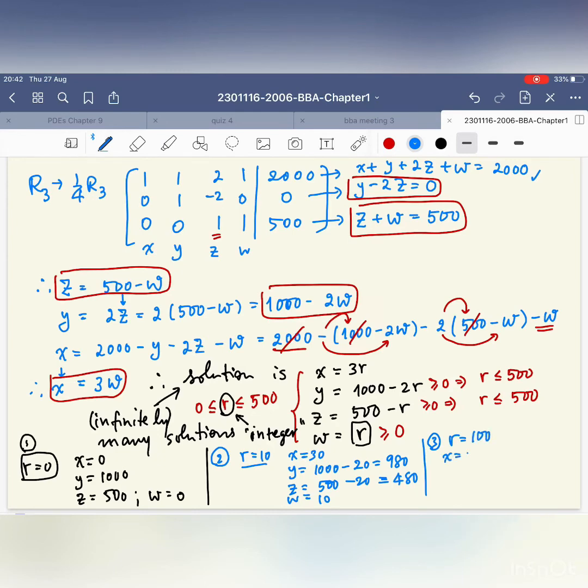Or another set of solution that is possible, your r can be, for example, 100. Then your x must be 300 bags. Your y can be 1000 minus 200, which is 800 bags. Your z can be 400, and your w, of course, is another 100. Okay, and you can vary your r to get several sets of solutions as you wish. So this one is the example of a solution that contains infinitely many solutions, depending on one parameter r. All right.